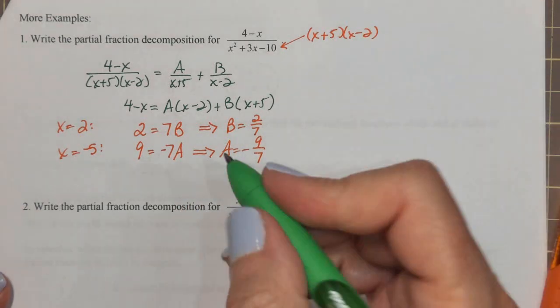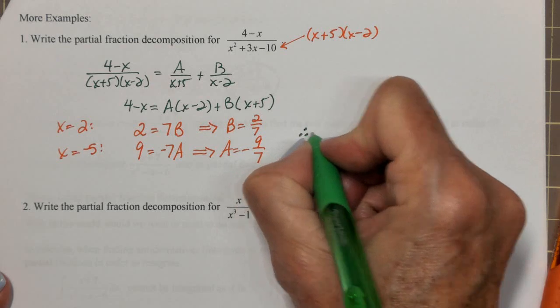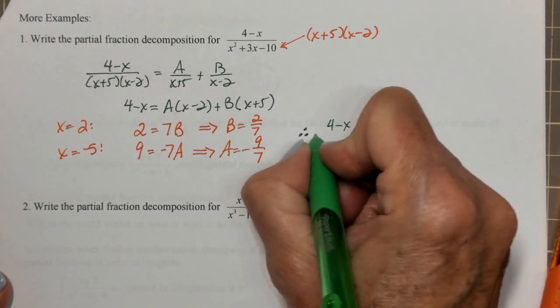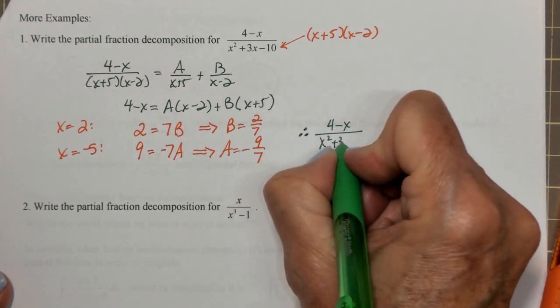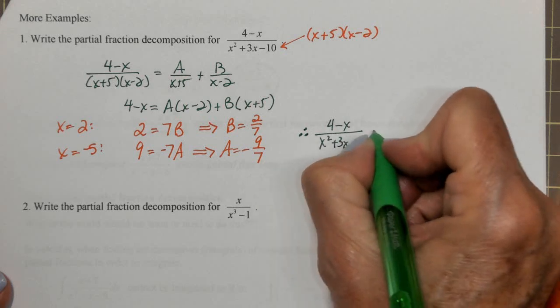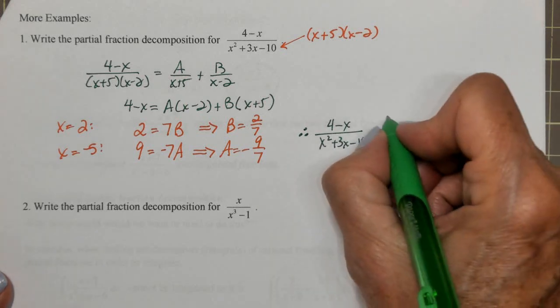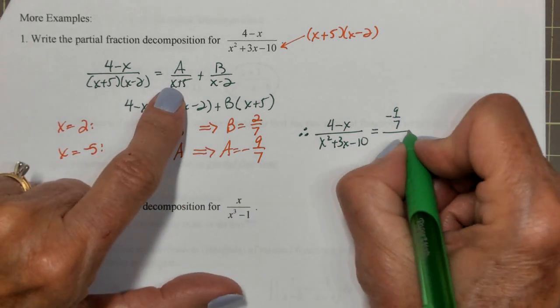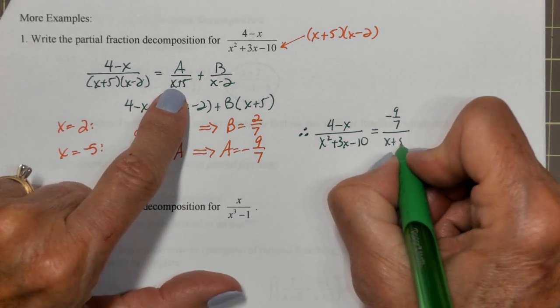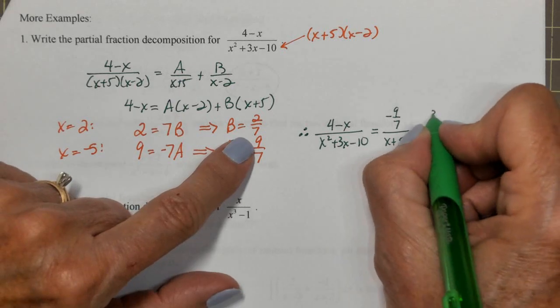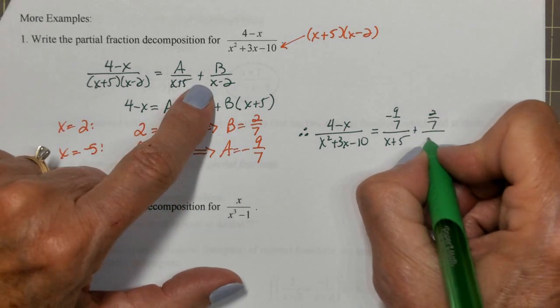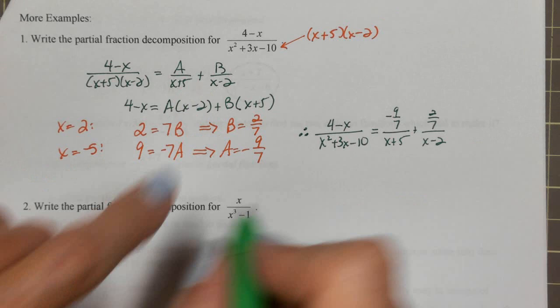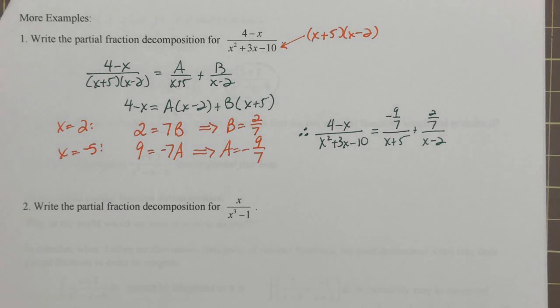So I know that my partial fraction decomposition, my answer, this rational function is the same as negative 9 over 7, that was A, over, make sure you get it over the correct denominator, plus 2 over 7 all over x minus 2. And it is perfectly fine to leave it in this form, okay?